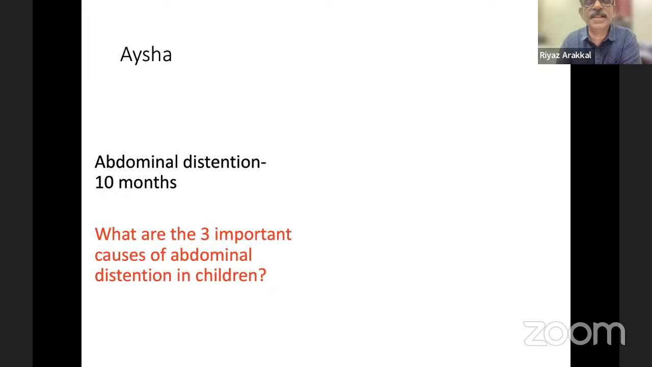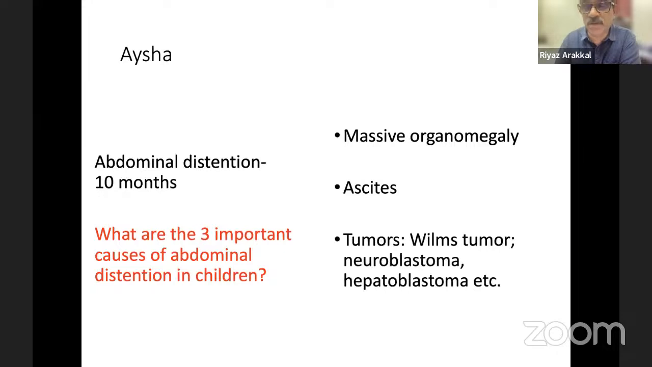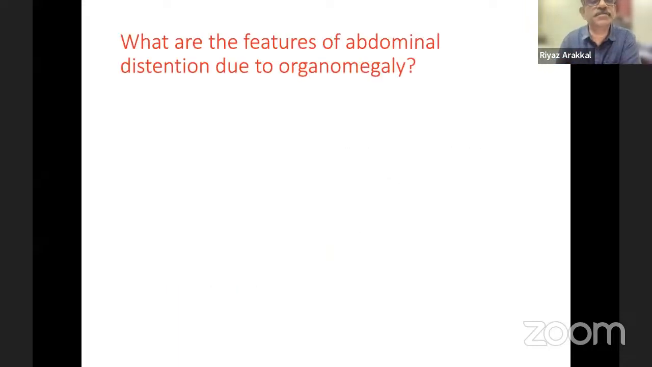Abdominal distension can be due to fluid accumulation, that is ascites, or it can be organomegaly, or it can be any swelling like tumors, like neuroblastoma or Wilms. Massive organomegaly, massive hepatosplenomegaly is one of the most important causes of abdominal distension in children. Second one, as she rightly mentioned, is ascites. And the third one is a lump in the abdomen, a tumor like Wilms tumor, a neuroblastoma, or hepatoblastoma. These are the three important causes of abdominal distension in children.